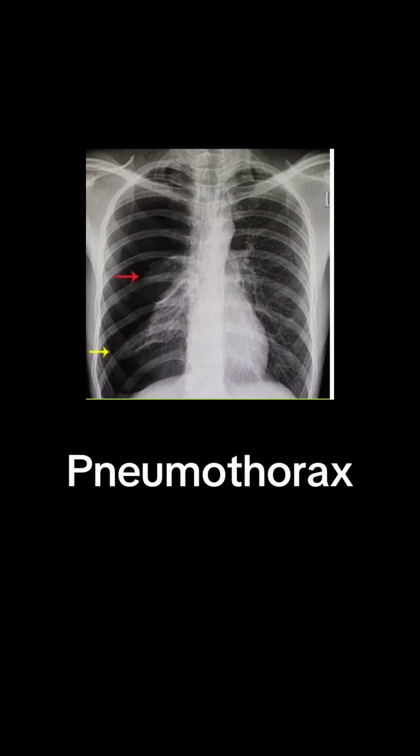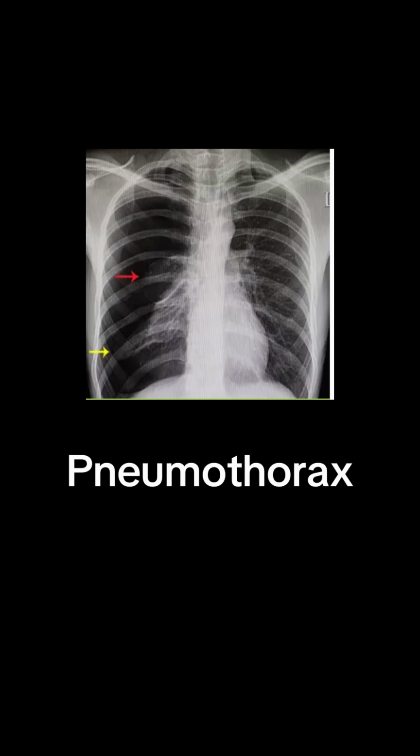Now, pneumothorax is of two types. Pneumothorax is either divided into tension pneumothorax or spontaneous pneumothorax. Tension pneumothorax is the most high yield concept and it is tested very much in step 2 CK. So let's discuss tension pneumothorax.